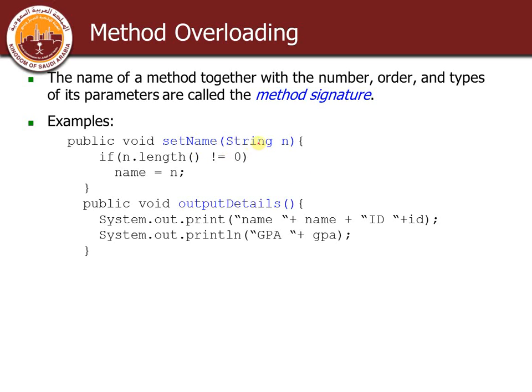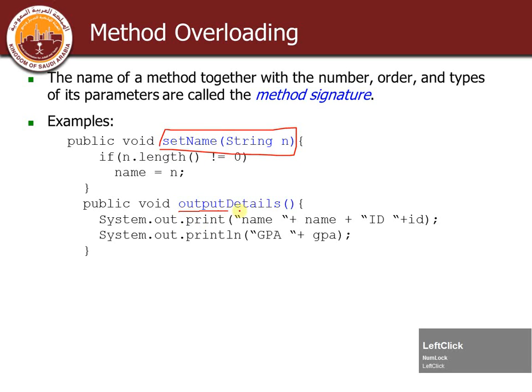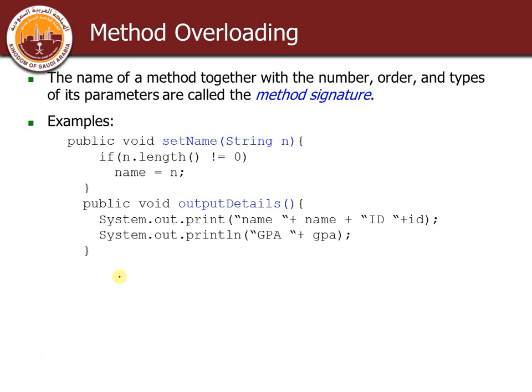So the signature of this one is this. The signature of that one is that, which is just the output details that takes no parameters. That has no parameters. All right? Now, method overloading means I can have many methods with the same name, but a different signature. Many methods with the same name, but a different signature. Let me try to simplify this. Can I have two methods called setName?